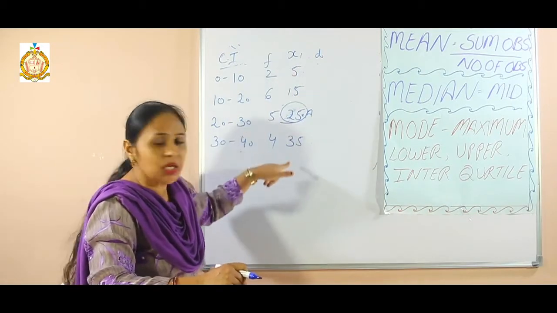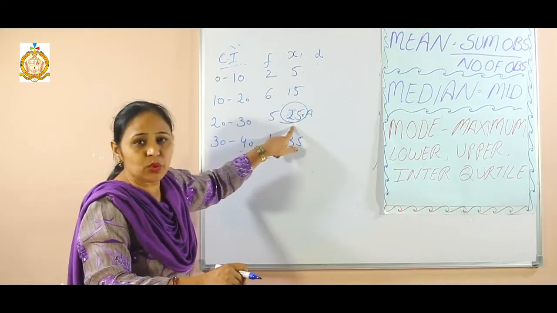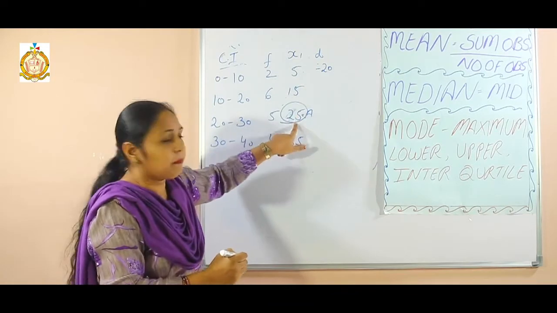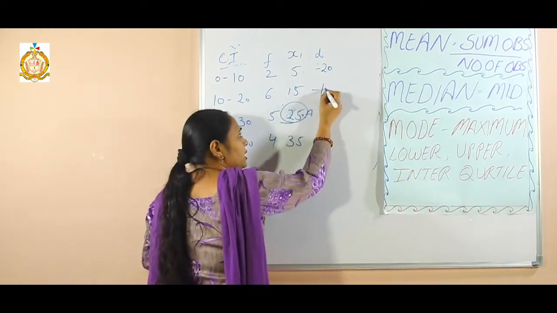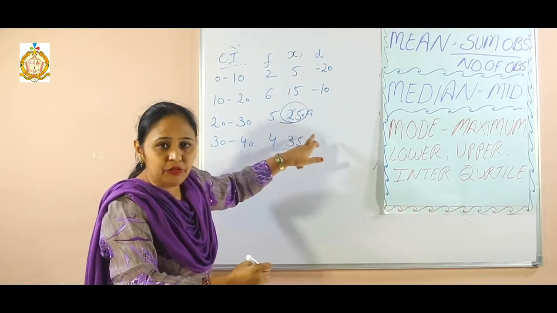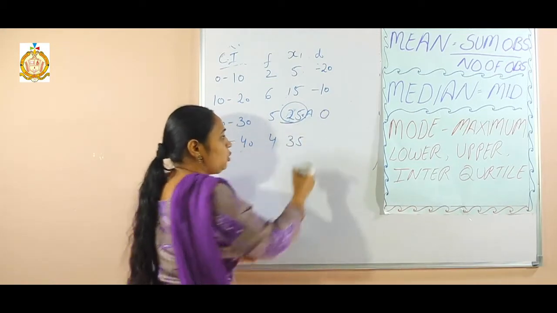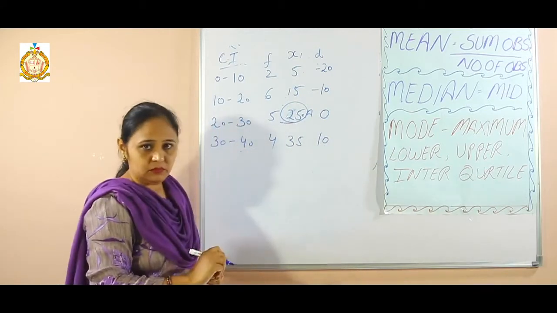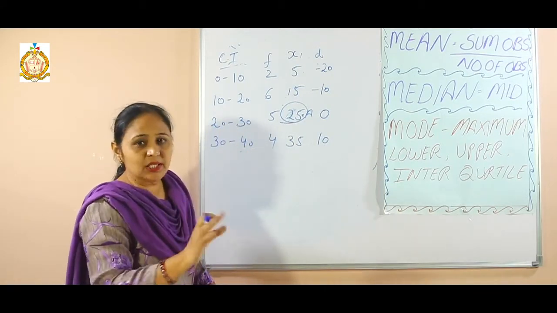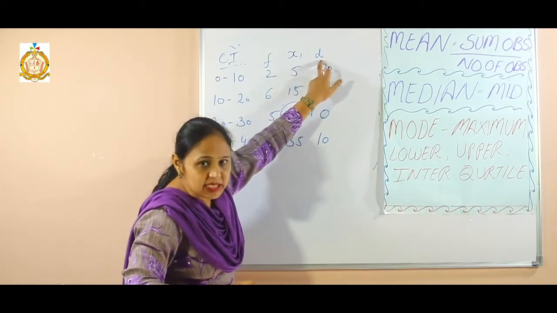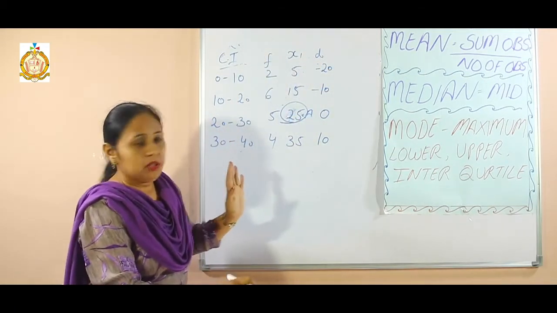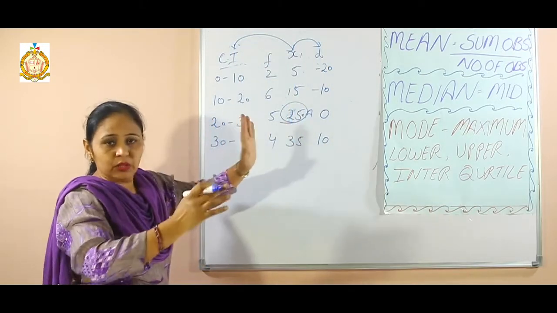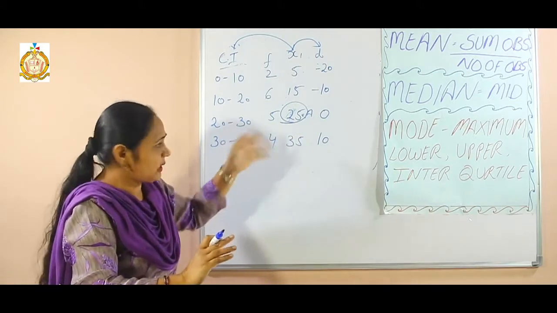We have to subtract A from each number. 5 minus 25 becomes minus 20. Then 15 minus 25 becomes minus 10. Then 25 minus 25 is 0. 35 minus 25 is positive 10. Then next step, in the assumed mean, we multiplied this value of D with the value of F. Because from this one becomes this one, from this one becomes this one. That means from the new one, we take only the new one. Just leave the old one.